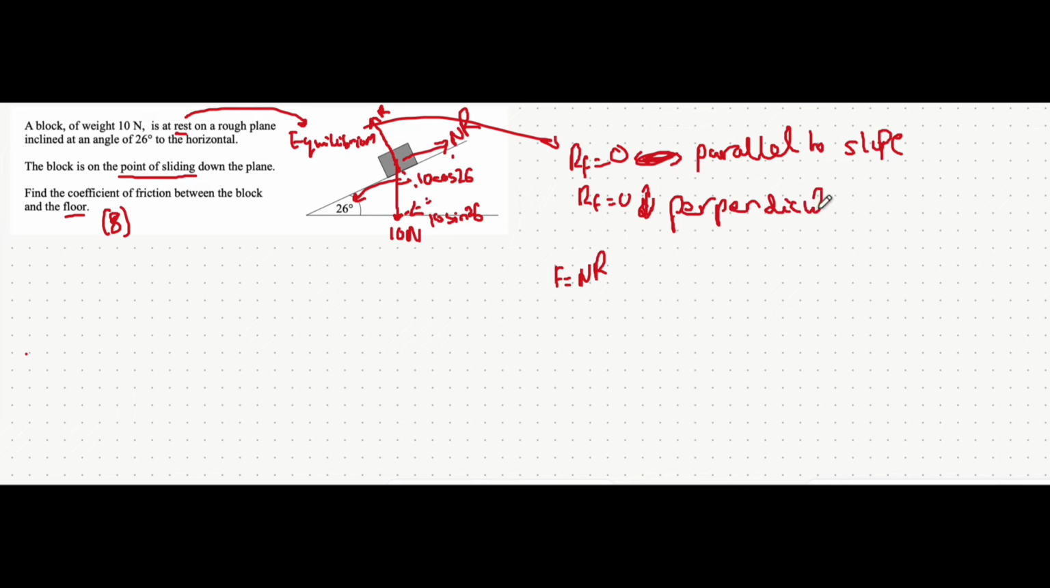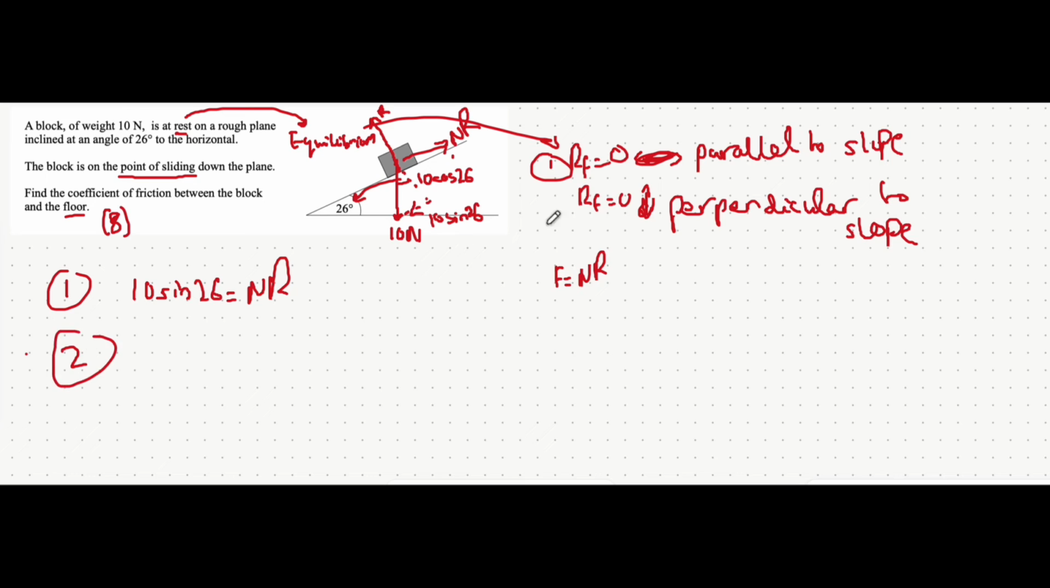And the reason we're taking it in these directions is because these are where the forces are acting in the diagram. So forming expression number 1, we can say that parallel to the slope, we have the force going down the slope, which is 10 sine 26, equal to the force acting up the slope, which we've determined is this friction that we don't yet know the value of. There's 2 unknowns here, we can't really find the coefficient yet, so let's form the second expression, the fact that resultant force is 0 perpendicular to the slope.